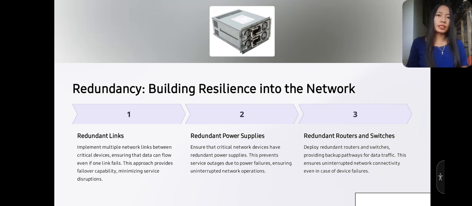And the first is the redundant links. Implement multiple network links between critical devices, ensuring that data can flow even if one link fails. This approach provides failover capability, minimizing service disruptions. And there are some examples of redundant links.